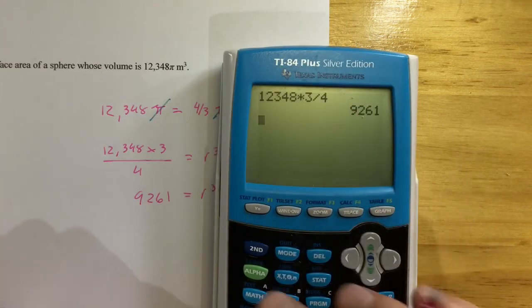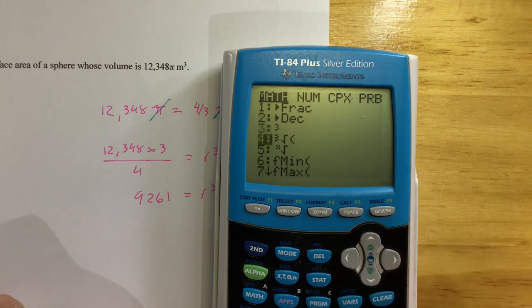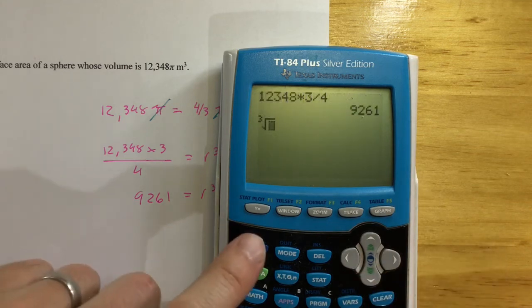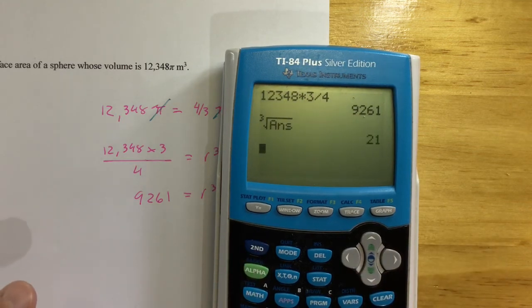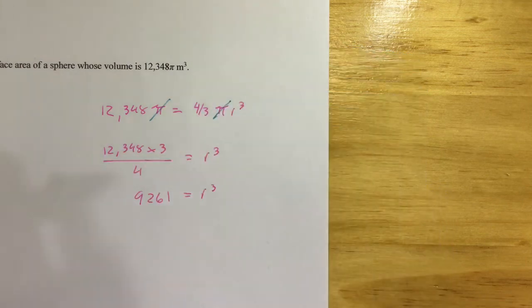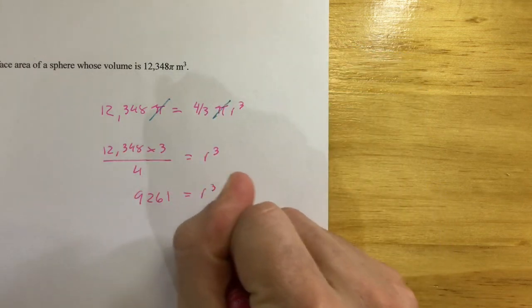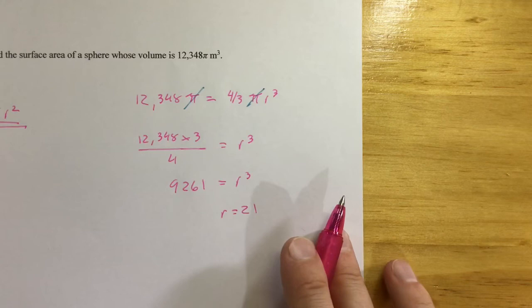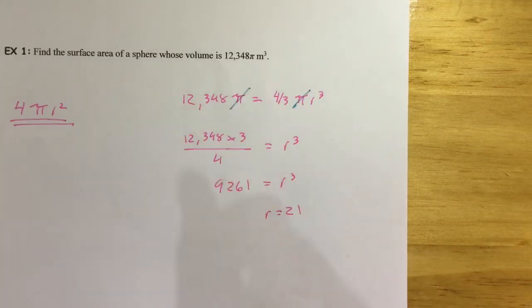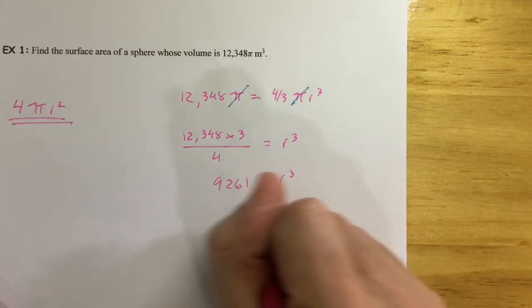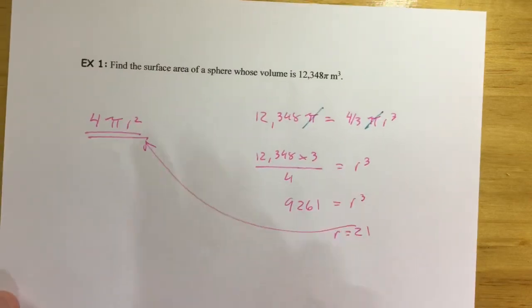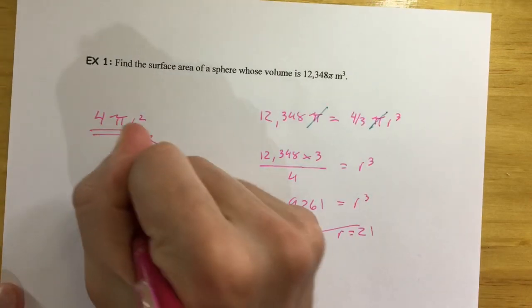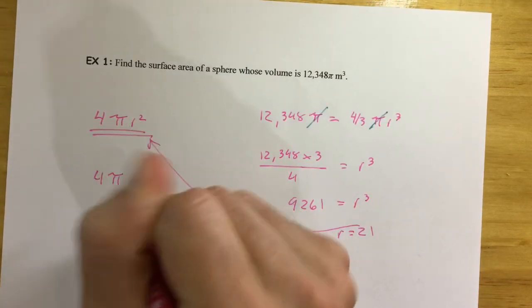So if I take the cubic root of that last answer, I get 21. So not a number that we would have known to recognize, but we could have expected it to be a nice number since the pi was provided. Okay, so we can take that, move it over here. We get 4 times pi times 21 squared.